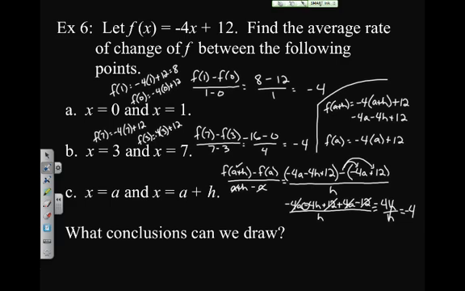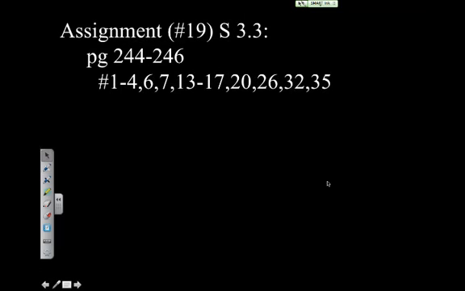So what conclusion can we draw? Well, since this is the general case, it doesn't matter where we're looking. The average rate of change is always negative 4. We got that answer for every one of those. And the reason is, if you think about this function, and we should recognize this, this is a line, so the rate of change is never changing. It's always got a slope of negative 4, and that's why our average rate of change is always negative 4.